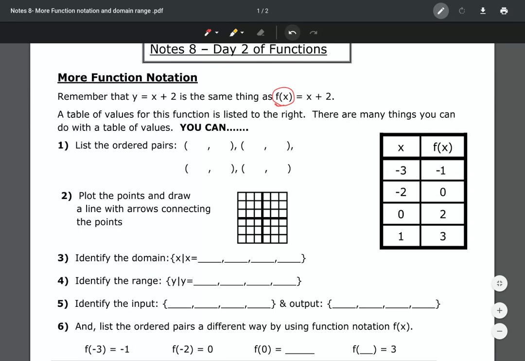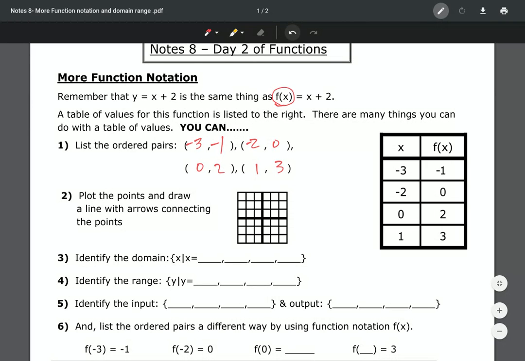There are many things you can do with a table. You can list the ordered pairs. So like the ordered pair here, you could go -3, -1; -2, 0; 0, 2; 1, 3. You could also plot the points and draw a line with arrows connecting the points.